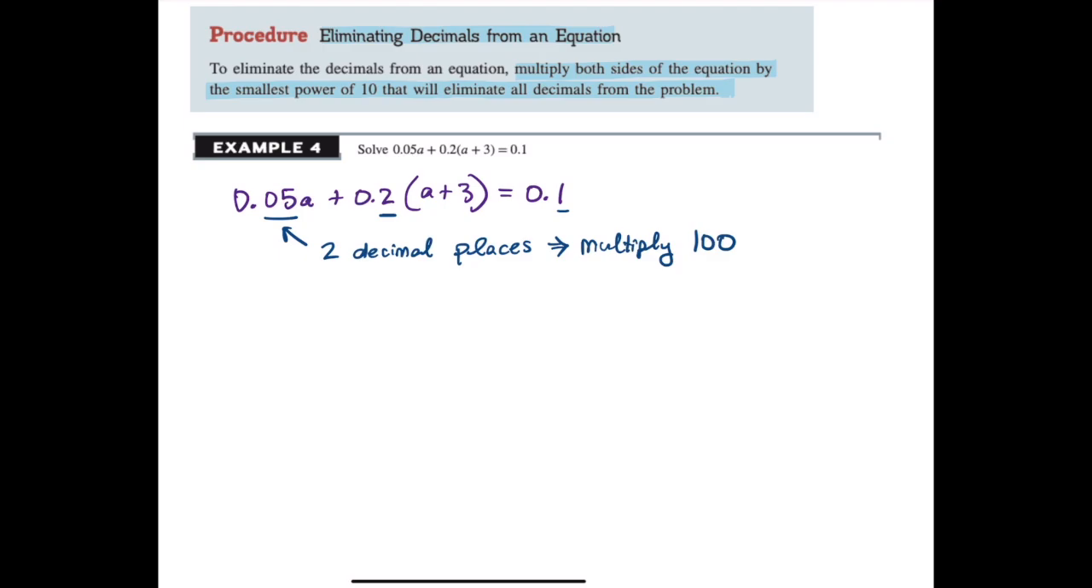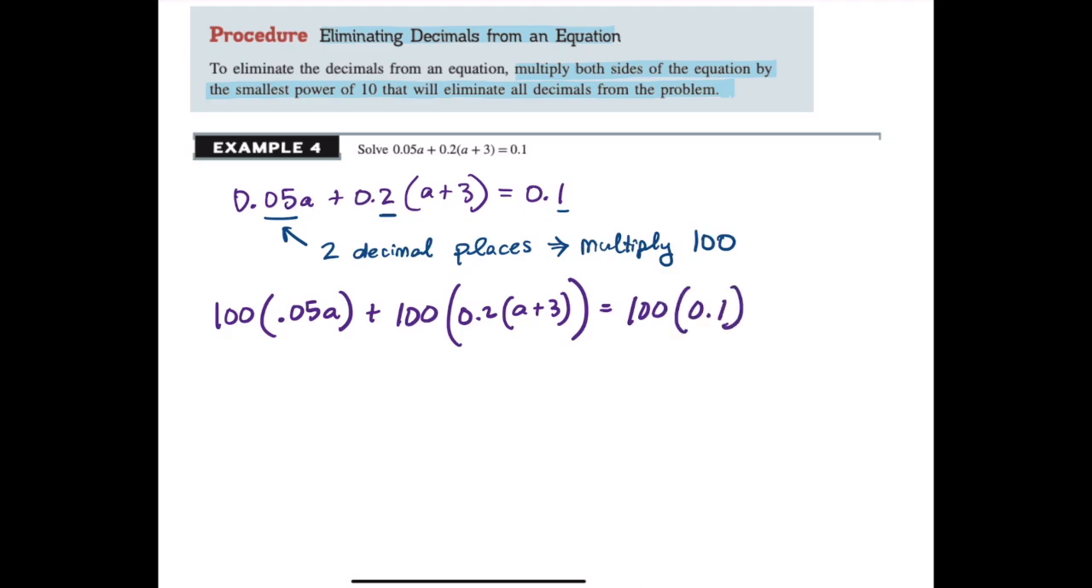All right, so let's write it out. I'm going to multiply everything by 100. Plus 100 times 0.2 times a plus 3. And I'm going to multiply the right side also by 100. So when I multiply 0.05 by 100, it's going to move the decimal place over 2 spaces. So that'll just make this 5a.